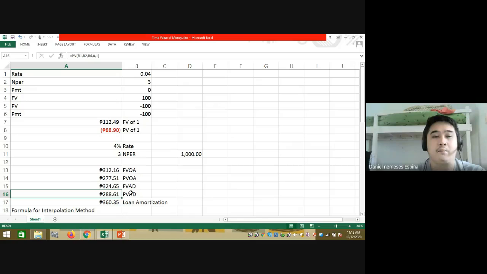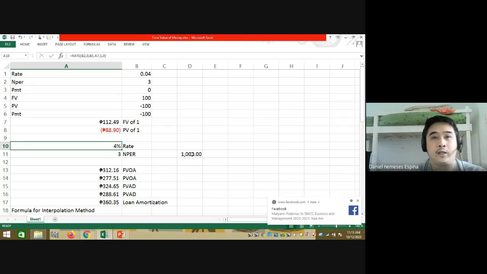So for example, nangutang ka, say 1,000 pesos, and then you will pay interest of 4% each year. Okay? So what is your annual payment or yearly payment? Usually we use this to compute, for example, if you avail the housing loan or any type of loans, kung pila imong bayran every year or every month. So this is how you solve that.